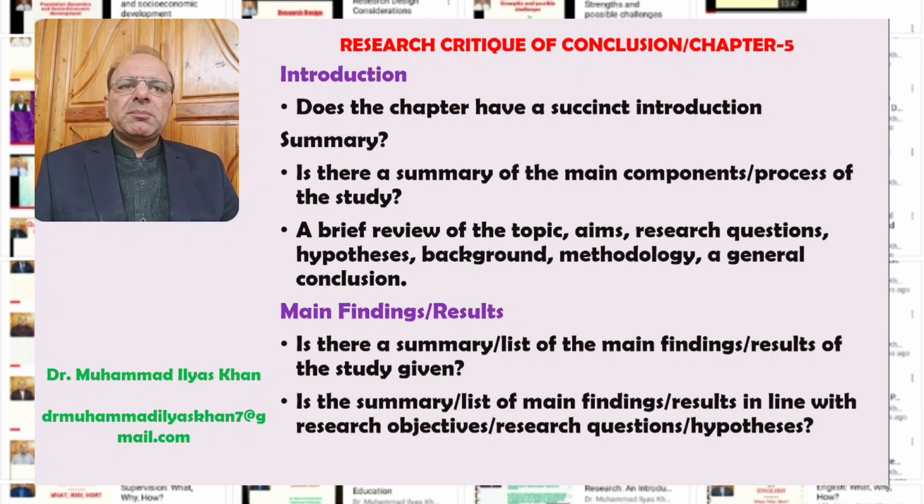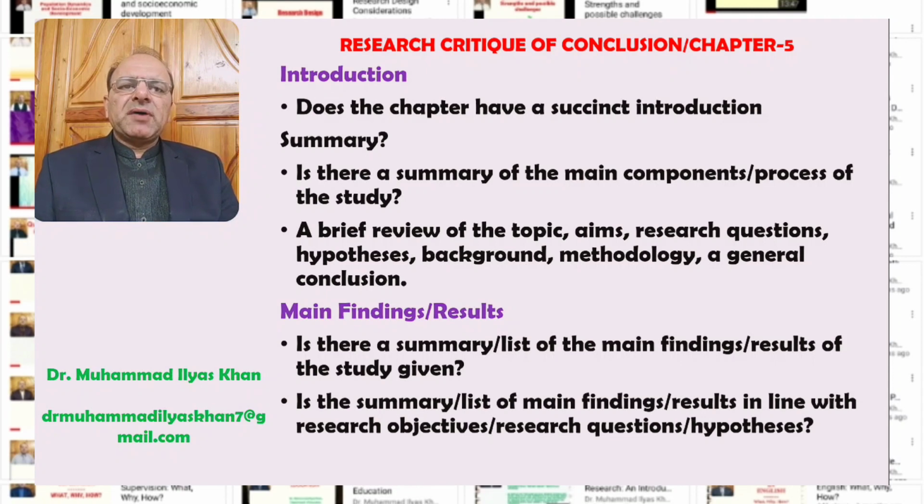This summary generally begins with a recall of the topic, a restatement of the topic at this stage, the aims of the research questions and hypotheses, a little background, a short summary of the methodology, and a general conclusion. So this is something that is presented as a summary in the beginning of chapter 5. So the research critic will look at the presence of this summary over there, the existence of this summary, plus the quality of it.